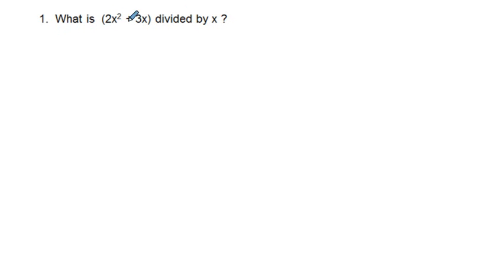So first of all, number 1: what is 2x squared plus 3x divided by x? The way I would normally write this is 2x squared plus 3x, and we're going to divide that by x. We have two terms in the numerator, so we can just rewrite this as 2x squared over x plus 3x over x.